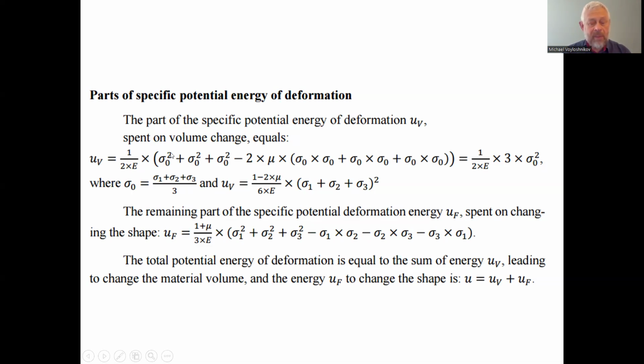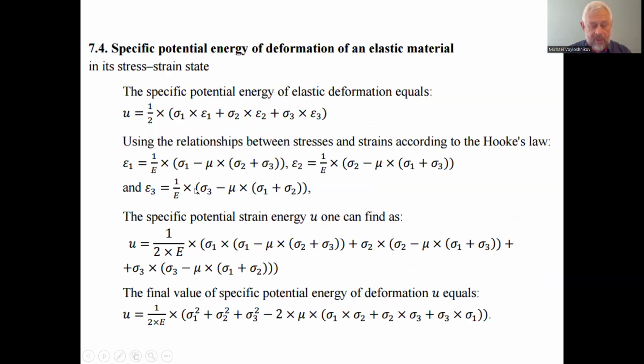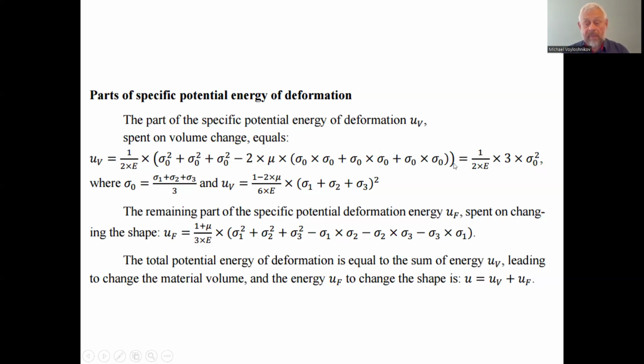and if we substitute here, instead of sigma 1, sigma 2, and sigma 3, the previously obtained formula, we will substitute sigma 0. We can find, after the mathematical transform, that the specific potential energy spent for the change of the volume of the segment of the mechanical body under action of the main normal stresses is equal to 1 divided by 2 E, where E is the modulus of elasticity, multiplied by 3 multiplied by the squared arithmetic mean of the 3 main normal stresses.